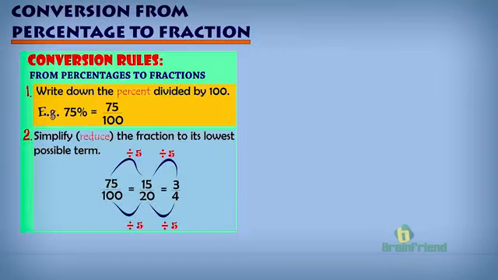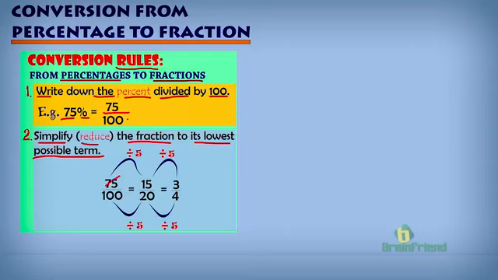Now, to convert percentages to fractions, there are certain rules that we must follow. First, we write down the percent and we divide it by 100. So if we have 75%, it means that we divide 75 by 100. Next, we simplify or we reduce our fraction to its lowest possible term. We simply divide 75 by 100.